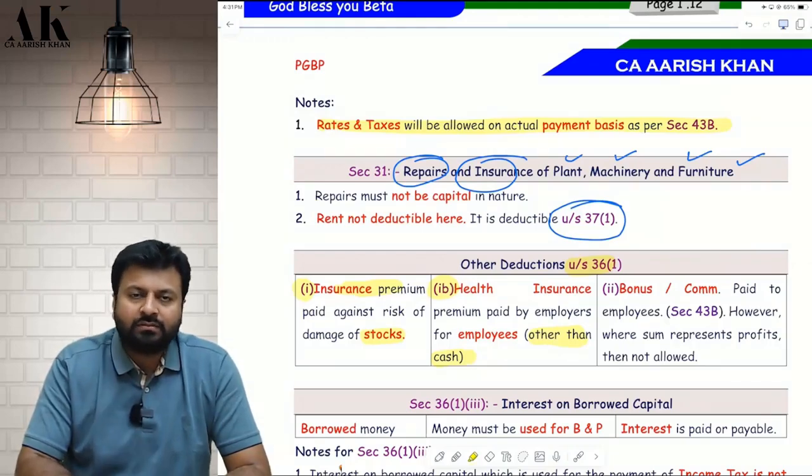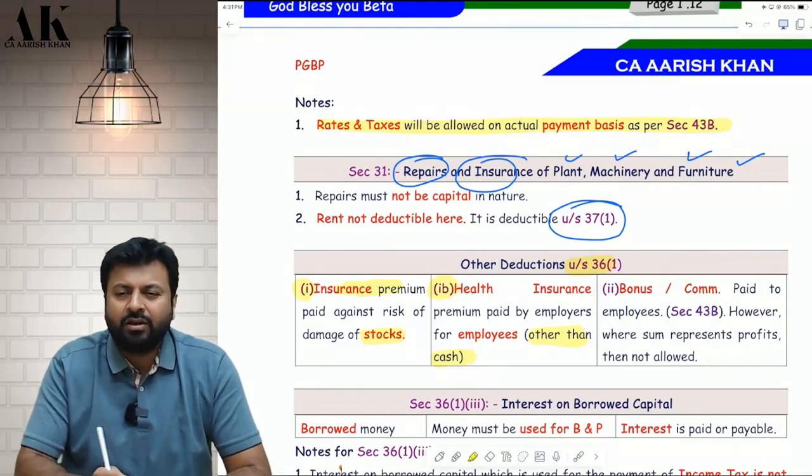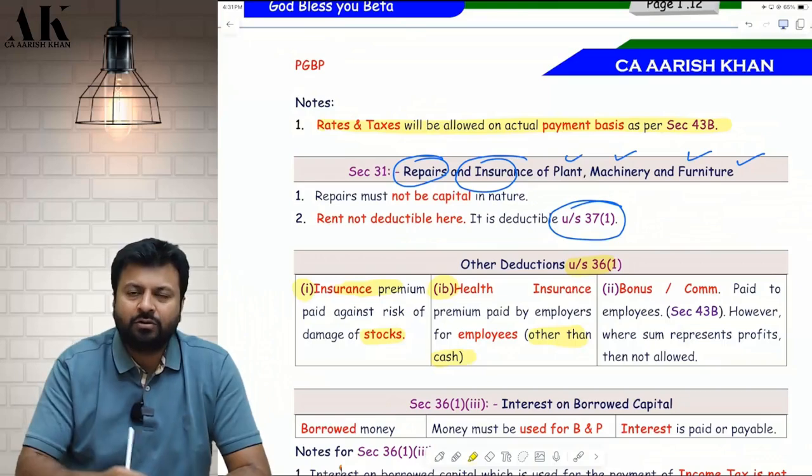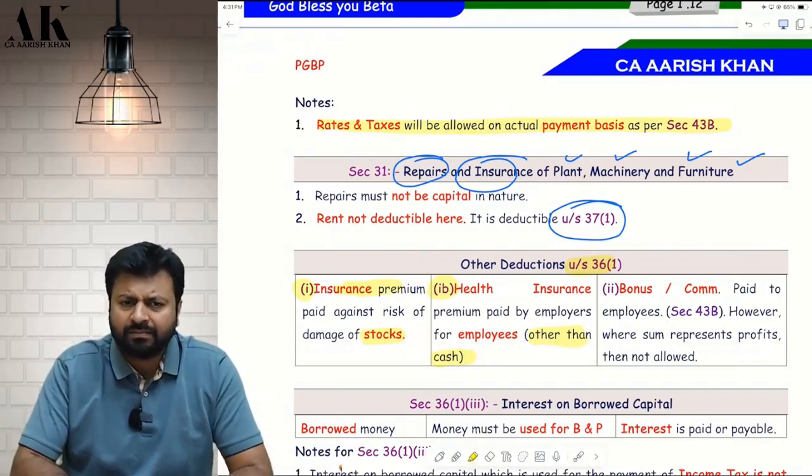Third section over here. These are one-liners. All of them may come in your examination in the form of an adjustment, and you should be able to answer them whether it is allowed or not allowed under the income tax law. As simple as that. Okay.